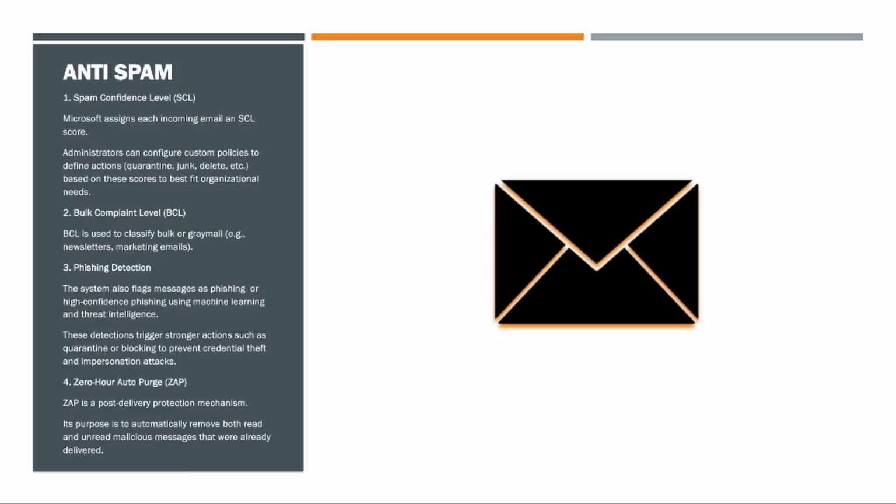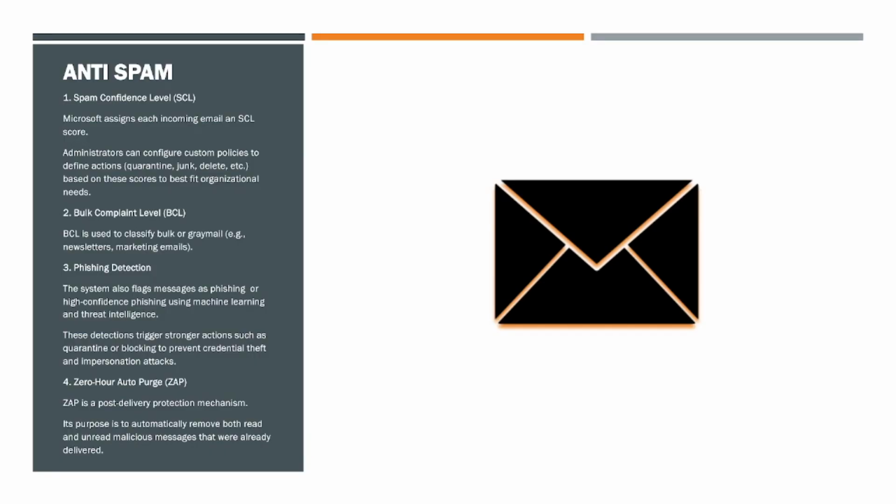Phishing detection. The phishing detection system classifies the messages as phishing or high confidence phishing using machine learning and threat intelligence techniques. These detections trigger strong actions such as quarantine or blocking the message to prevent credential theft and impersonation attacks. ZAP. Zero-hour Auto Purge.